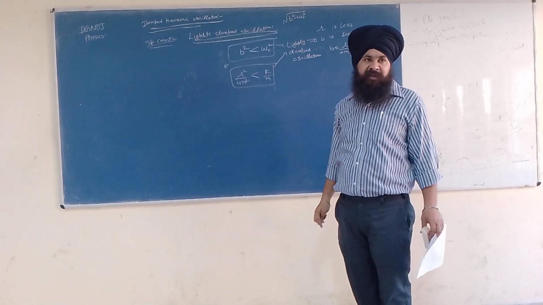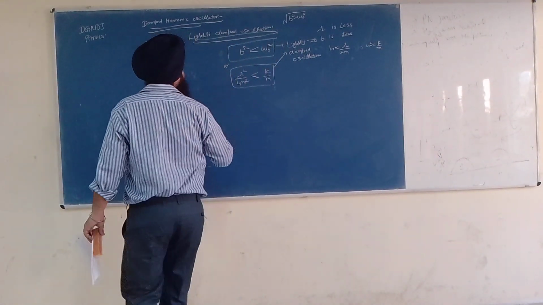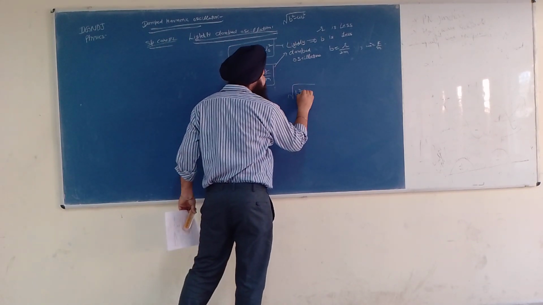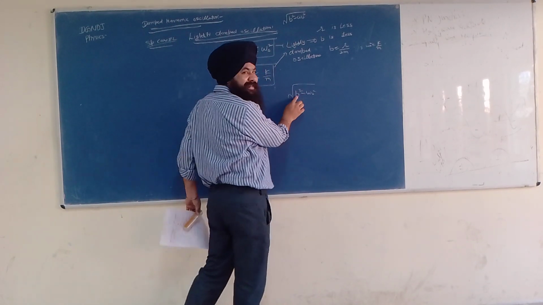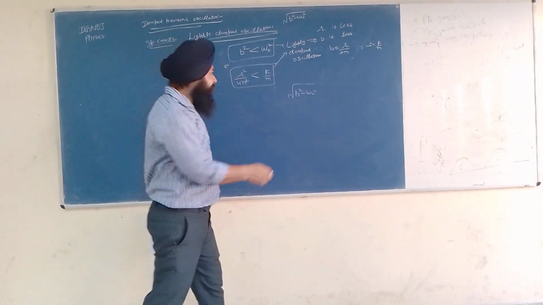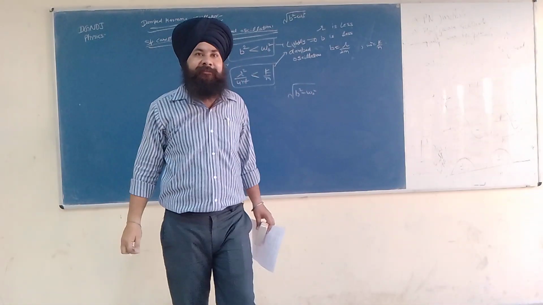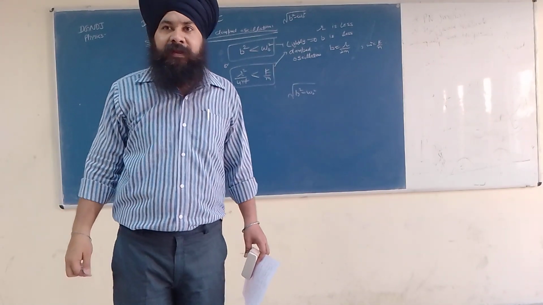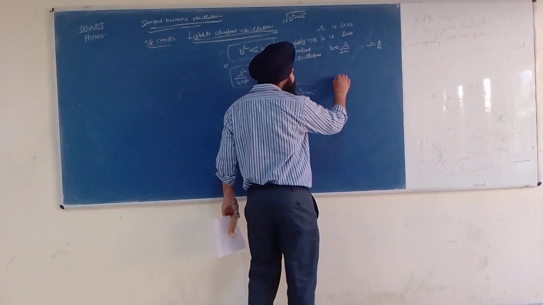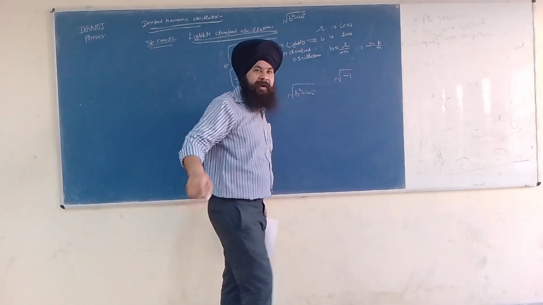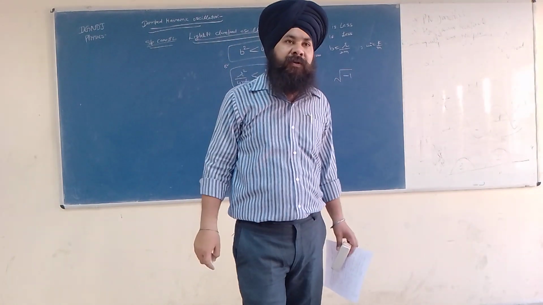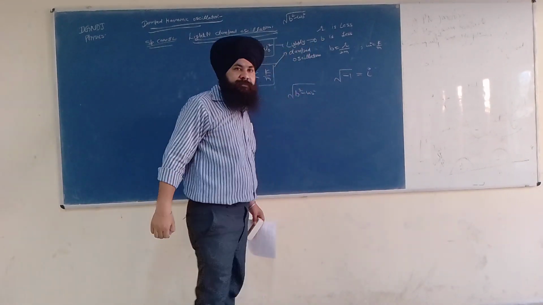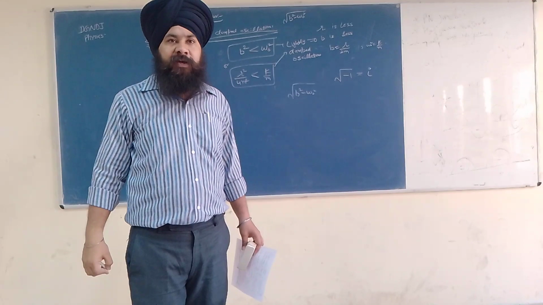B square must be less than omega naught square. See, in B square minus omega naught square, if B square is less than omega naught square, then what would happen? This square root becomes negative. Are you getting the point? It will look like minus 1 under the square root, and the square root of minus 1 is equal to iota.